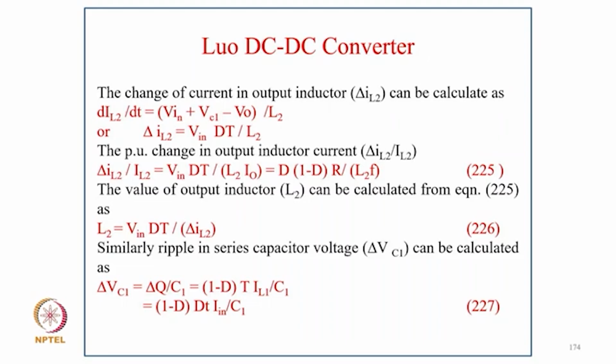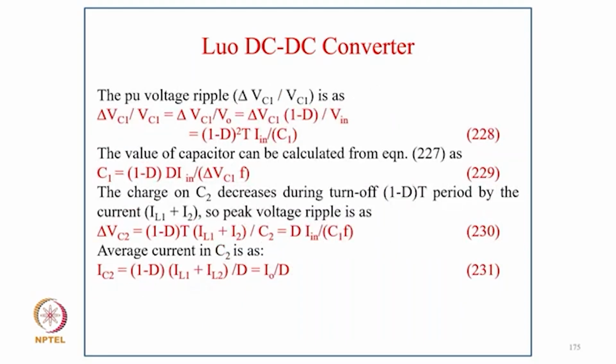Similarly, the ripple in the series capacitor voltage can be calculated: delta Vc equal to delta Q upon C1, (1 minus d) dt IL1 divided by C1, equal to (1 minus d) dt In C1. And the per unit value of this capacitor voltage delta Vc upon Vc, that is delta Vc1 upon Vo, or delta Vc1 (1 minus d) upon Vin, is equal to (1 minus d) square dt In upon C1. So the value of capacitor can be calculated: C1 equal to (1 minus d) dt In divided by delta Vc1 upon F.